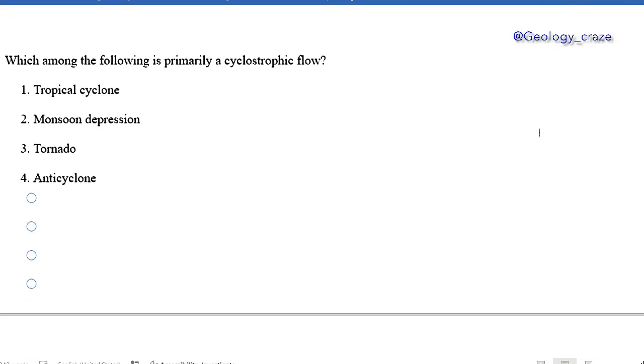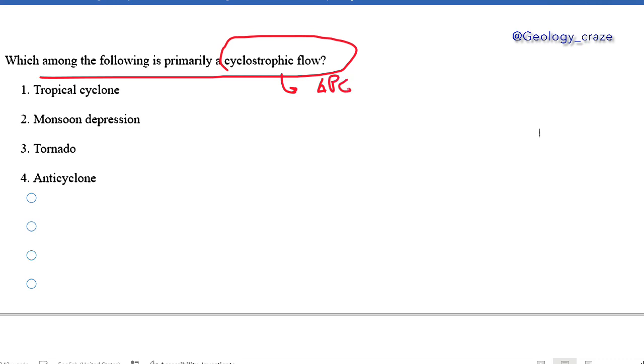So the next question is, which among the following is primarily a cyclostrophic flow? If you know the meaning of cyclostrophic flow, then you are able to answer. It is a circulation pattern, and it depends upon the atmospheric pressure gradient and centrifugal force. And near the equator, Coriolis force also fits.